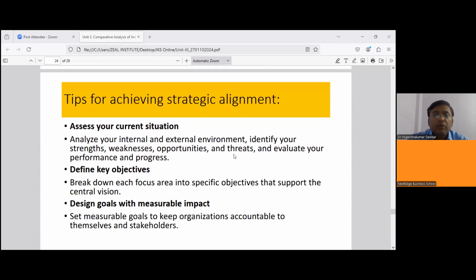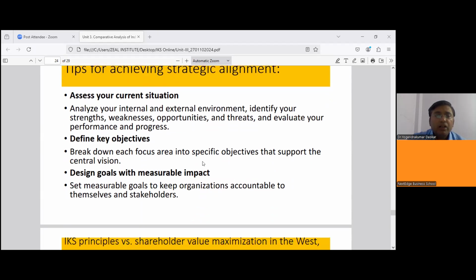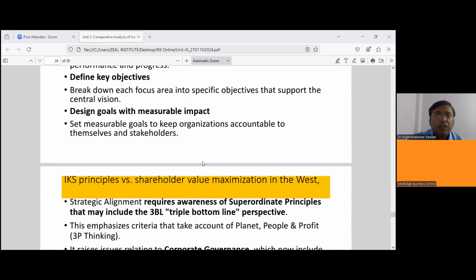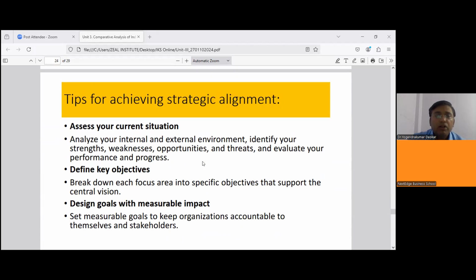This is very important. Now maybe question number three, which is generally a little bit analytical. For that, tips for achieving strategic alignment. So what is strategic alignment and what are the tips for achieving it? Assess your current situation: whatever resources we have, you analyze that. Define the key objectives. What are the objectives of the organization? Either you want to increase market share or get a profit. Like this, we design a goal with a measurable impact. Measurable impact means it should be very smart. SMART goals are very important so that you can achieve strategic alignment.